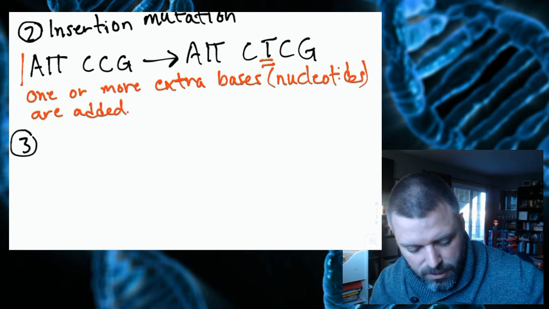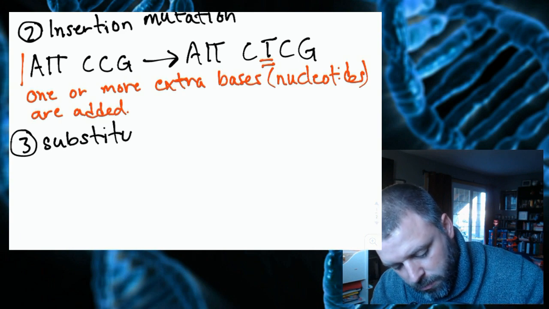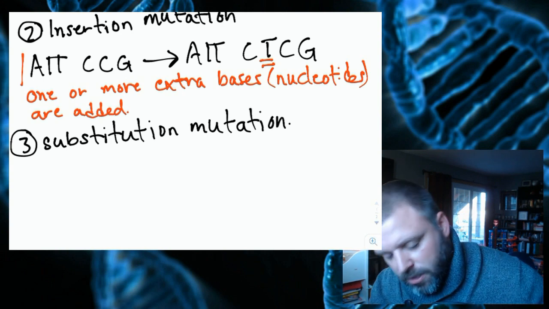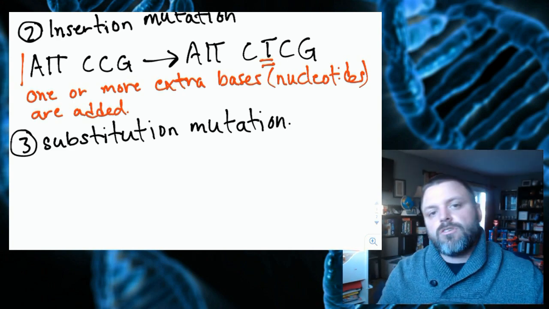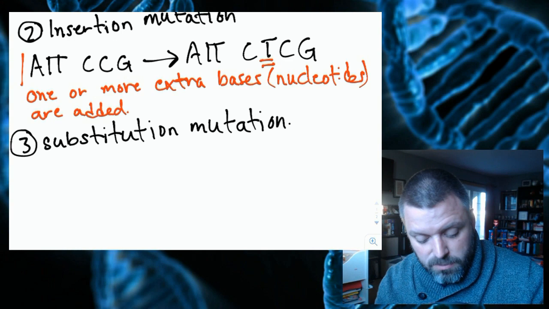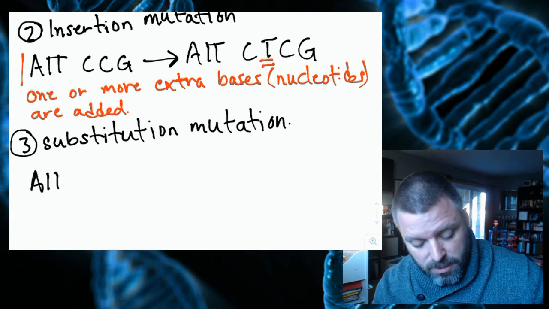Switching back over to black ink. The third mutation is simply a substitution mutation. And just like a substitute teacher is a teacher that's replacing your original teacher for a day or two, a substitution mutation is when you replace a base or more than a couple of bases.